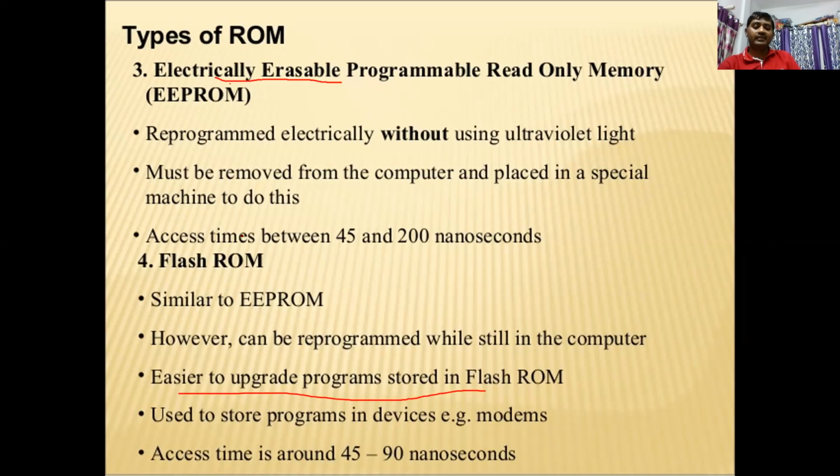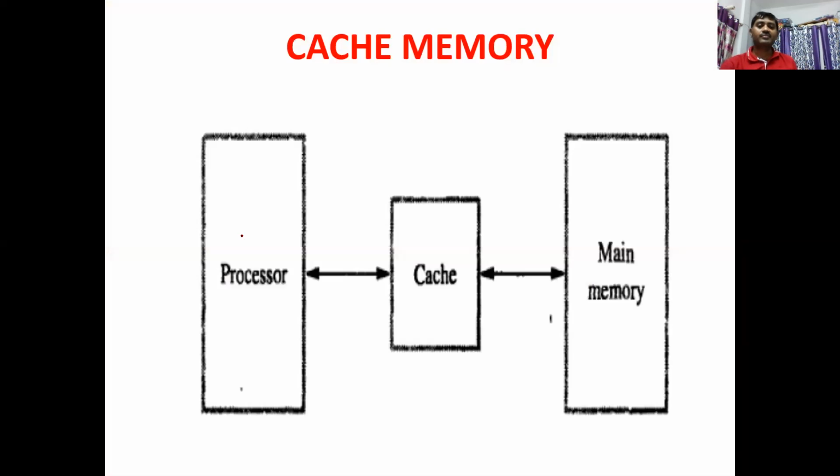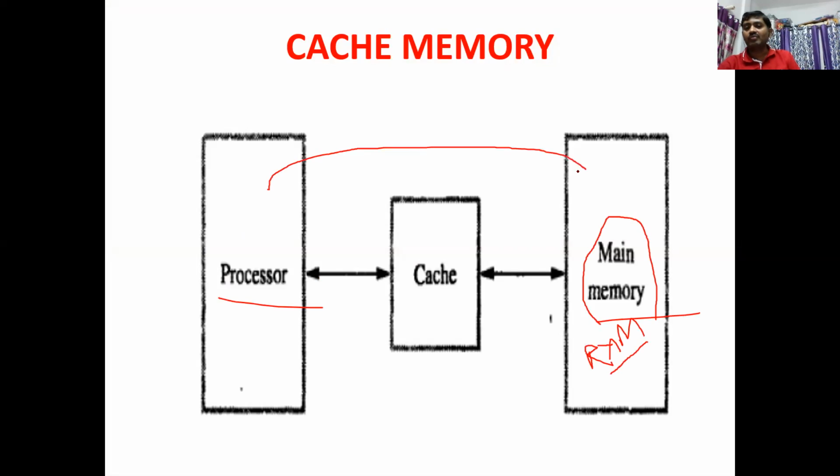Coming on to the next part, that is cache memory. Cache memory is an interface between your processor and the main memory. Remember, this main memory is nothing but your RAM, or you can call it ROM, but generally we'll take it as RAM. Whenever the processor wants to execute some instruction, it fetches data from the main memory, that is, from the RAM.